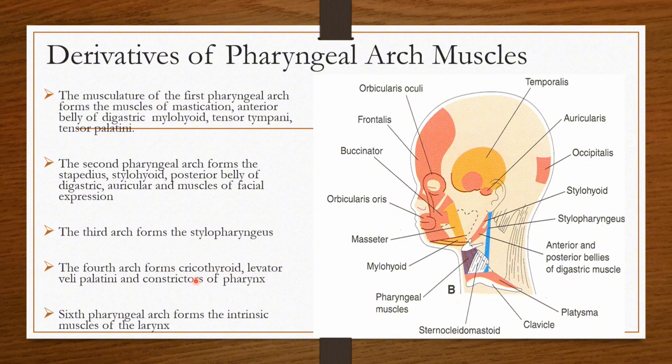So this is also the point of difference of the nerve origin as well, because cricothyroid has the nerve supply of the fourth pharyngeal arch, and all other muscles, the intrinsic muscles of the larynx, have the nerve supply from the sixth pharyngeal arch.